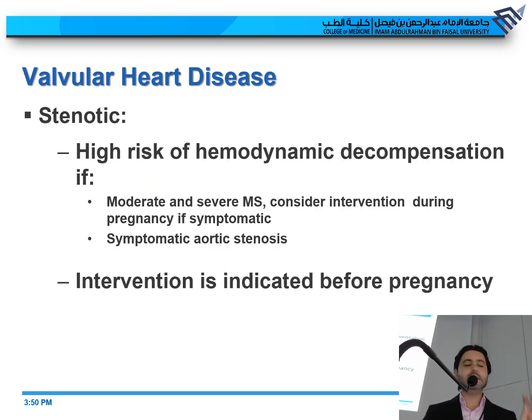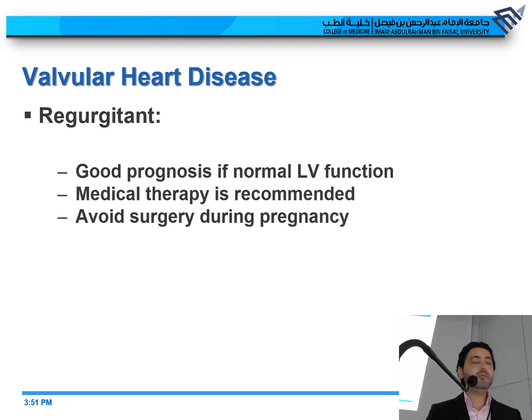Valvular heart disease. This is really funny. General rule, if it is stenotic, it is riskier than regurgitant. High risk of hemodynamic decompensation if moderate to severe mitral stenosis: increased heart rate, increased volume, they will not tolerate it at all. The good news, we can intervene before pregnancy, we can intervene even during pregnancy. Symptomatic aortic stenosis, high risk. Indication for intervention before pregnancy, especially for the aorta. Regurgitant lesions are usually tolerated well if normal ejection fraction, normal LV systolic function. Medical therapy is the recommended one, and no surgery, no intervention during pregnancy.